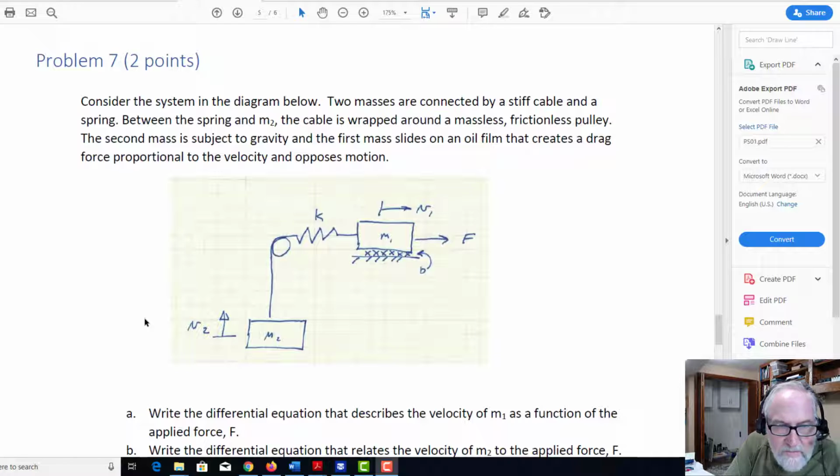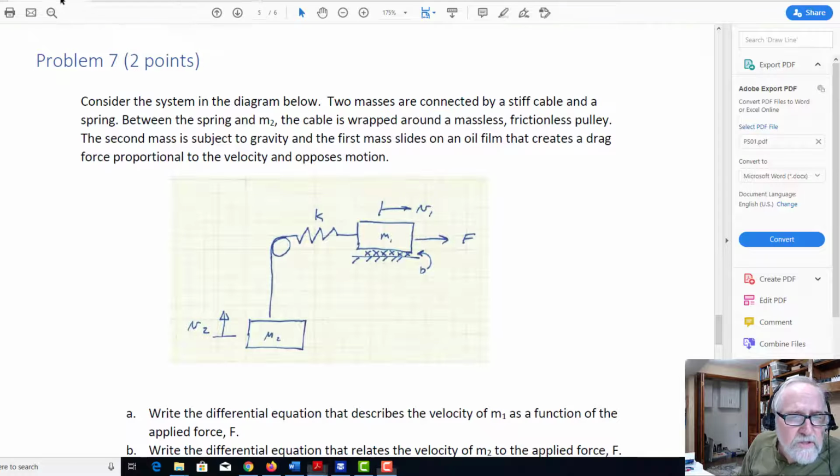We say the pulley is massless and frictionless, and what that implies, and some people ask that, is that the tension is the same in the cable. So the force on M1 is going to be equal and opposite to the force on M2, which is the same thing we had if there's just a spring between them. So the cable adds nothing substantive to the problem other than the change in direction. M1 also has a damping force acting on it.